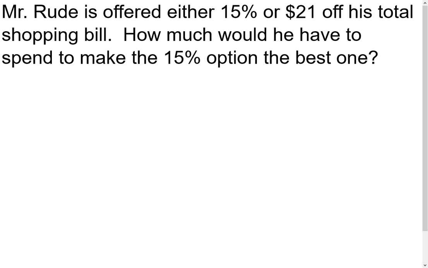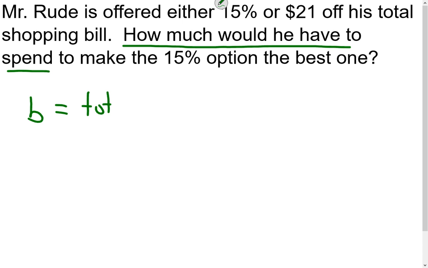And then my last one, it says Mr. Root is offered either 15% or $21 off his total shopping bill. How much would he have to spend to make the 15% option be the best one? So I'm going to go back to this question. How much would he have to spend? That's telling me that there's my variable because I don't know how much I'm going to spend. In this case, I'm going to use B as my variable because that's going to talk about either my total bill or, as it's underlined there, the amount that I need to spend.